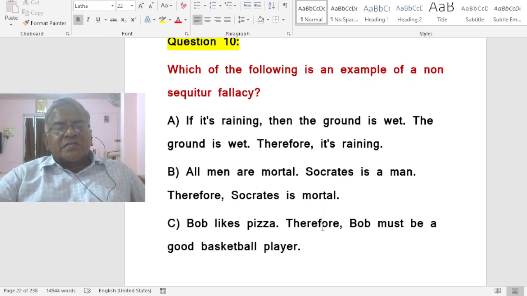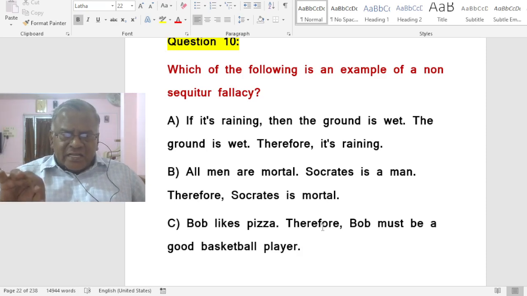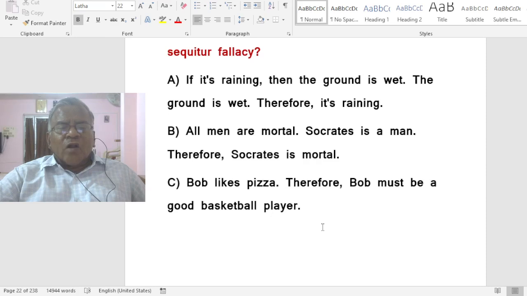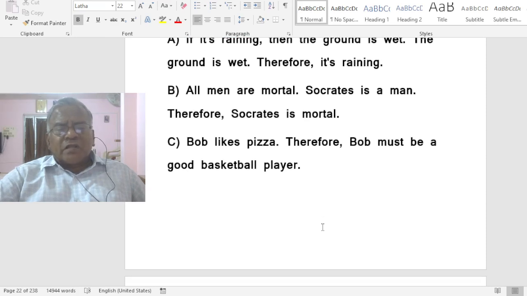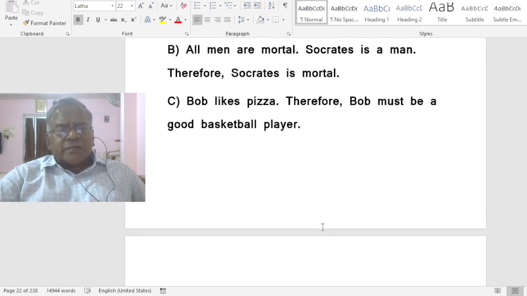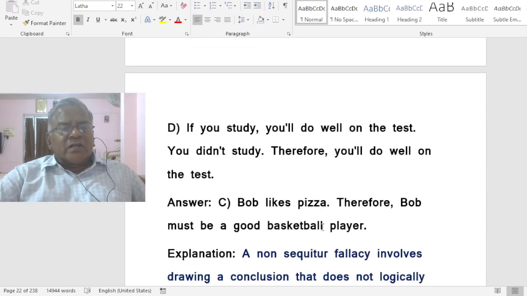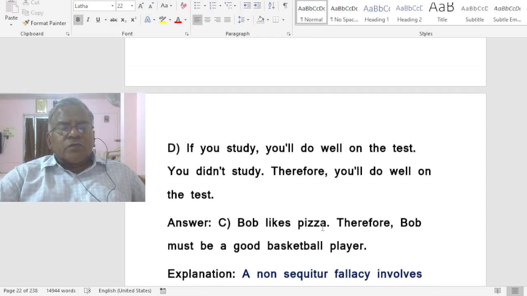A. If it is raining, then the ground is wet. The ground is wet, therefore it is raining. Right? Then, all men are mortal, Socrates is a man, therefore Socrates is mortal. Bob likes a pizza, therefore Bob must be a good basketball player. If you study, you will do well on the test. You didn't study, therefore you will do well on the test. What should be the correct answer?